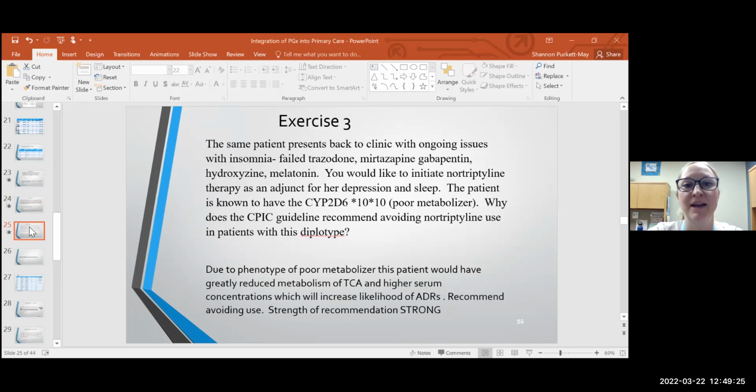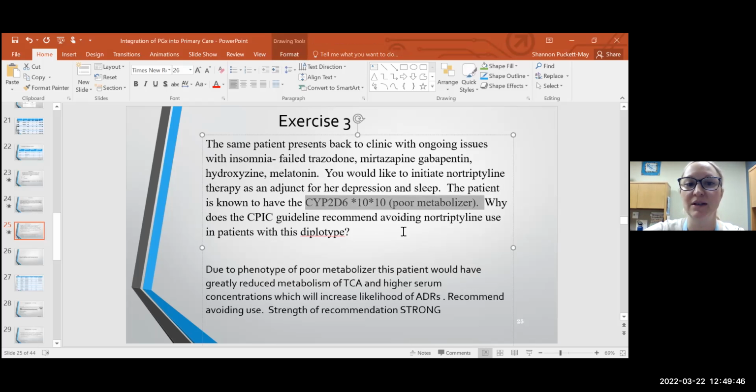So now the same patient comes back to clinic. She has ongoing issues with insomnia. She's failed trazodone, mirtazapine, gabapentin, hydroxyzine, melatonin, CBT, CBD. You would like to initiate nortriptyline therapy as an adjunct for her depression and sleep. The patient is known to be the poor metabolizer status of CYP2D6.